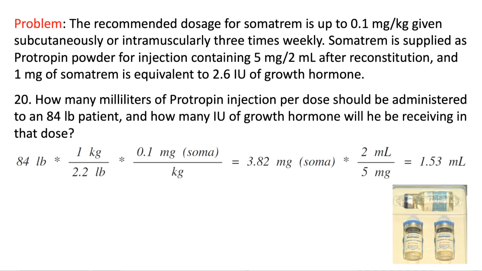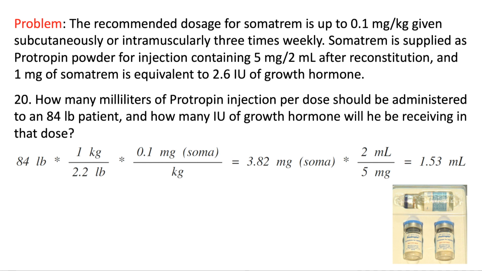So 84 pounds times 1 kilogram per 2.2 pounds. Pounds cancel, and I'll be in kilograms. Now, if we look above, the dosing for the patient was 0.1 milligrams per kilogram. So we multiply the weight by 0.1 milligrams per kilogram. Kilograms cancel, and I can see that my total daily dose, or the total dose I should give, is 3.82 milligrams.